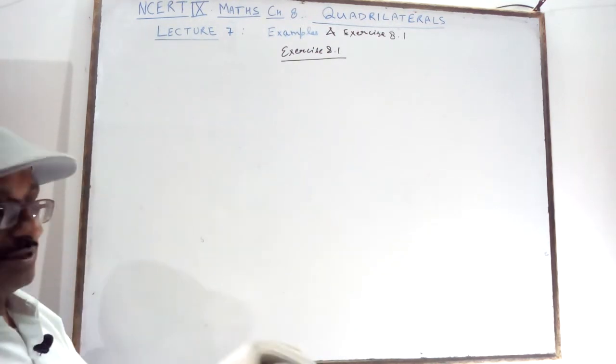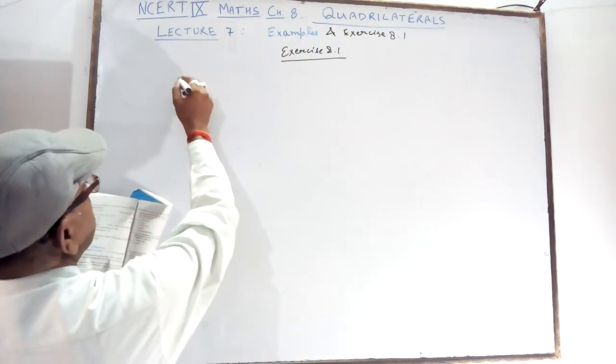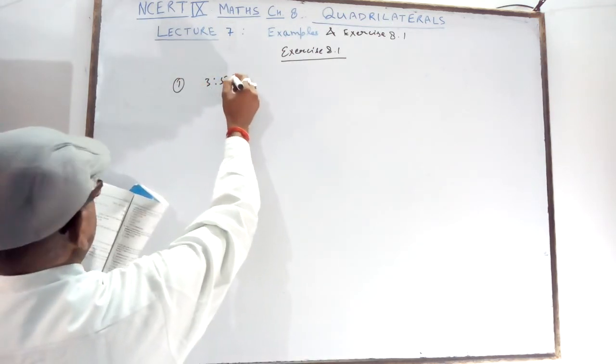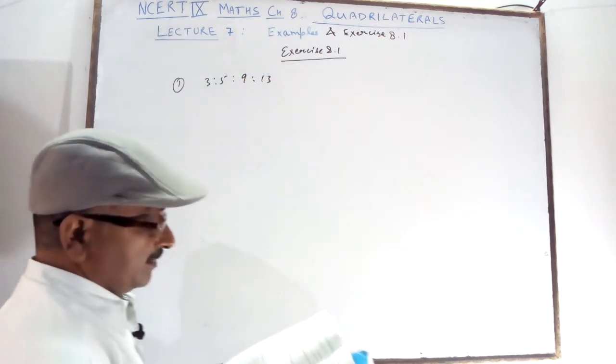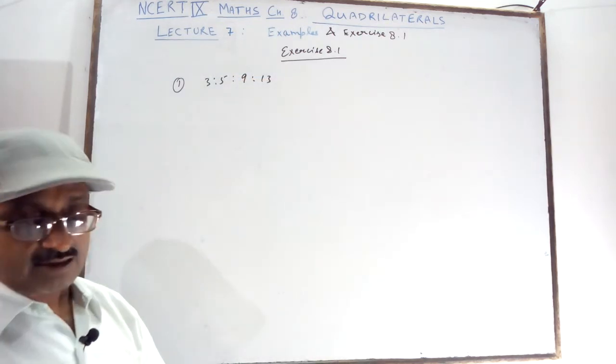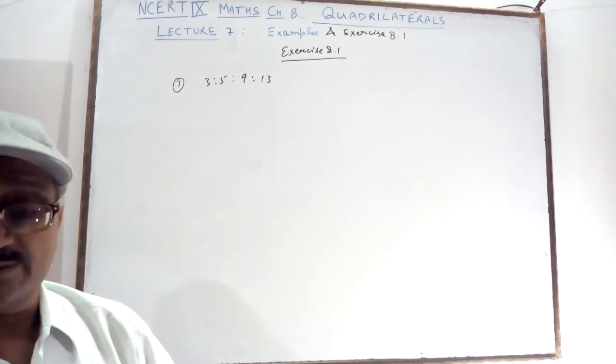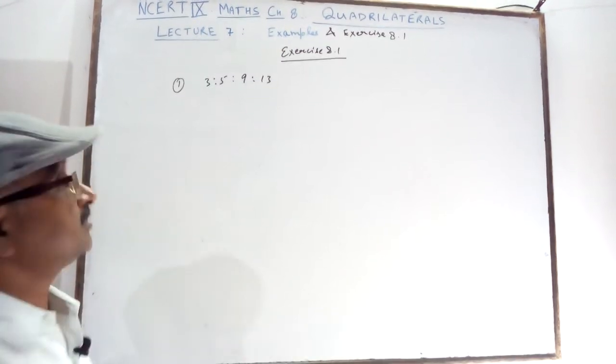The angles of a quadrilateral are in the ratio 3:5:9:13. Find the angles of the quadrilateral. All the angles of the quadrilateral you want to find out.